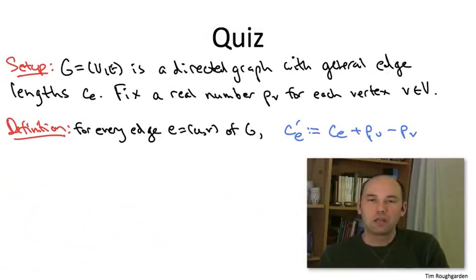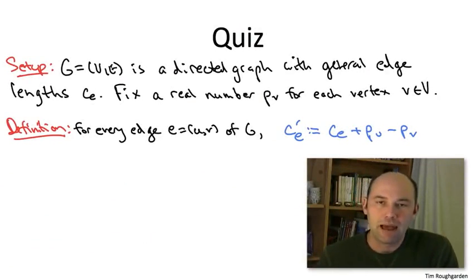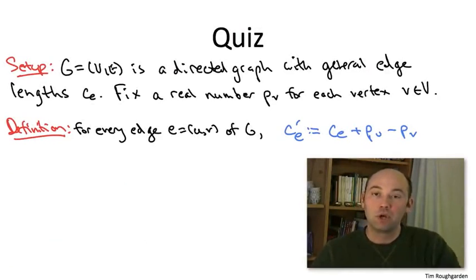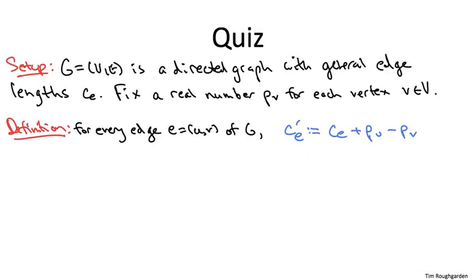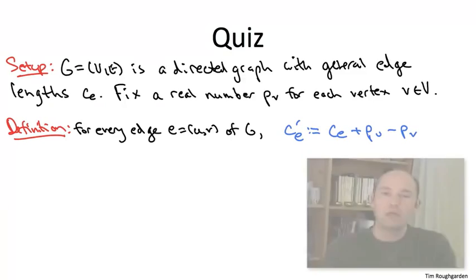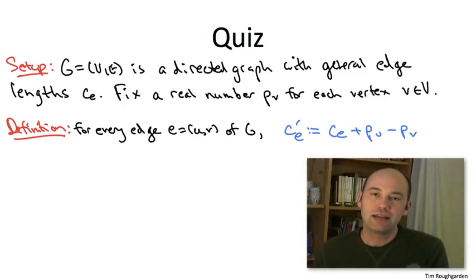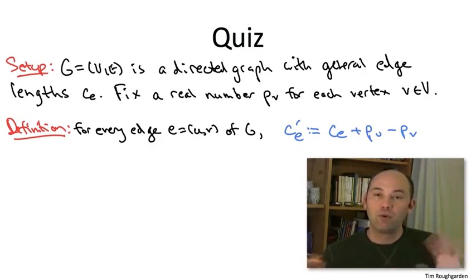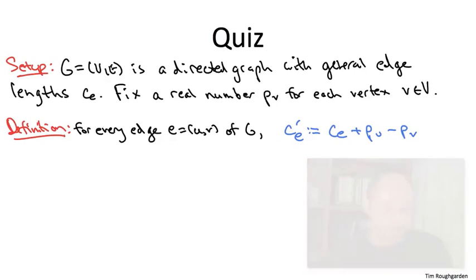So in this quiz, we're again going to think about one of our usual directed graphs. Every edge has a length, and the lengths can be arbitrary real numbers. Here is the twist. For each vertex v, there's going to be a number p sub v associated with that vertex. Don't worry about where these p sub v's come from. We'll discuss that later. Just think of it as any old number. Could be 7, could be -5, whatever. Just one number per vertex.